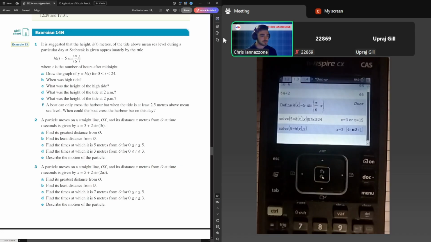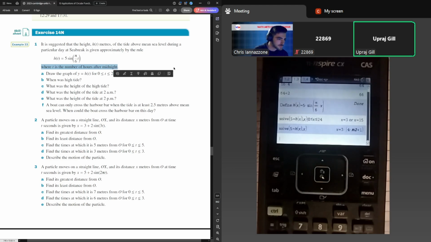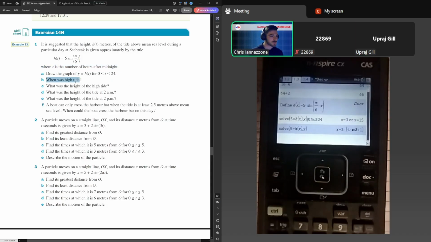Would you say 3 a.m. and 3 p.m.? 3 a.m. and 3 p.m. Correct. Yeah, you take it in terms of hours and you break it down into the actual time. It says when was a high tide. It doesn't say solve h of t for 5. It doesn't actually say that. It says when. So you have to give a time. And you can even use the context clues of the next few questions to help you with that. It gives you time values in clock times, and so that's the context under which you would give an answer. That's pretty much it, really.